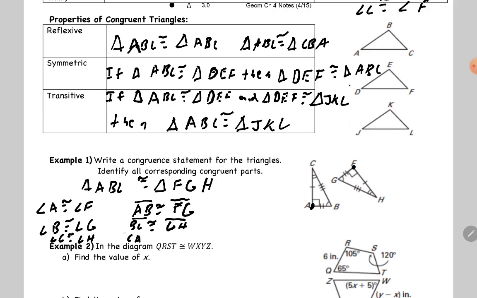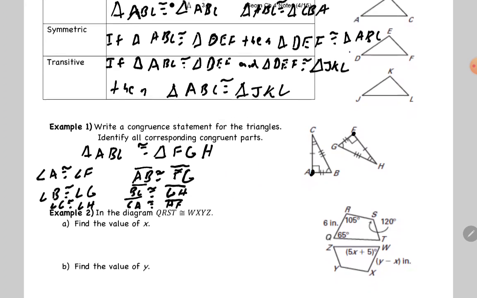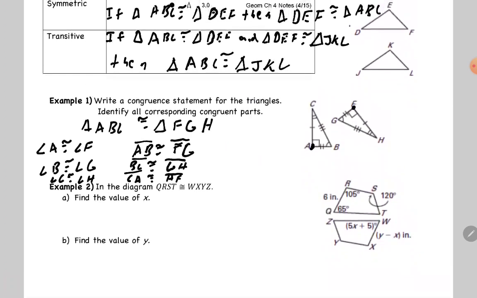So line segments are congruent. Lengths are equal. So AB without a bar means the length. AB with a bar means the segment. Okay, the segment AB. So those are all the parts that we needed. We needed to show that the angles were congruent, and we needed to show that the sides were congruent.